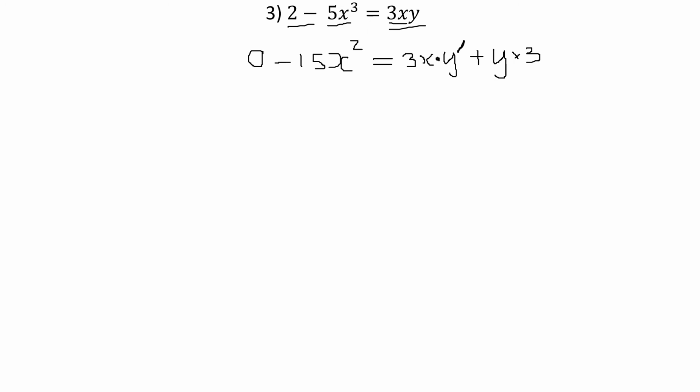You have a function multiplied by another function. You leave the first one, you multiply that by the first derivative of the second one, and then you leave the second one as it is, and you multiply that by the first derivative of the first function. And of course, you add both of them.